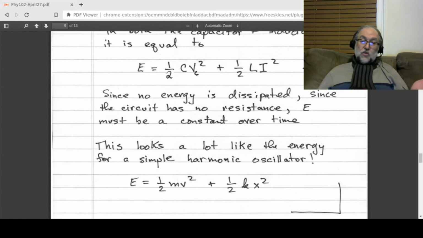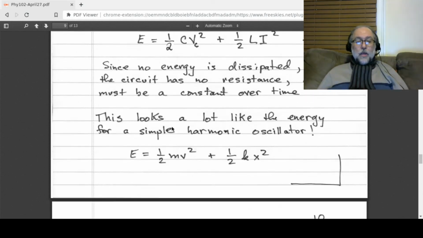And again, you expect that energy to be constant because there's no resistor. If there's no resistor in the circuit, we're assuming ideal wires so the wires are not going to contribute any kind of resistance. But if there's no resistor in the circuit, then where's the energy going to go? Well, the energy doesn't get dissipated as heat. The energy can only slosh back and forth between the capacitor and the inductor.